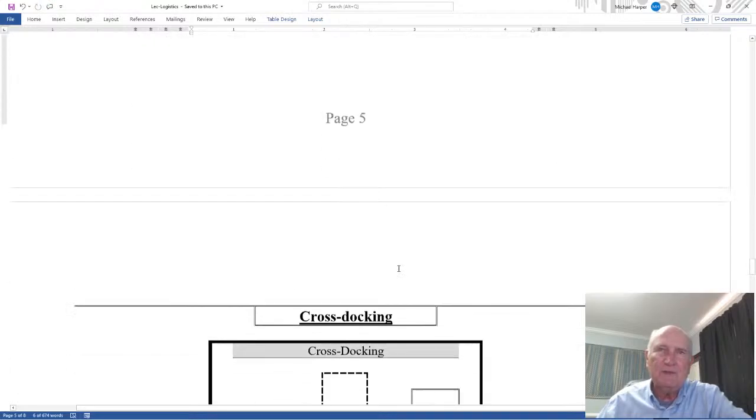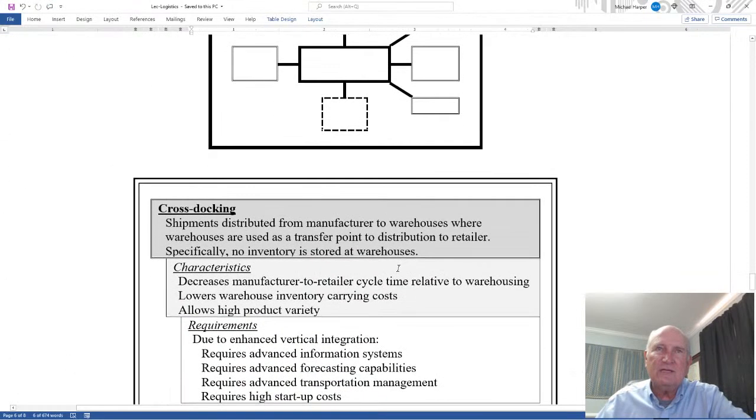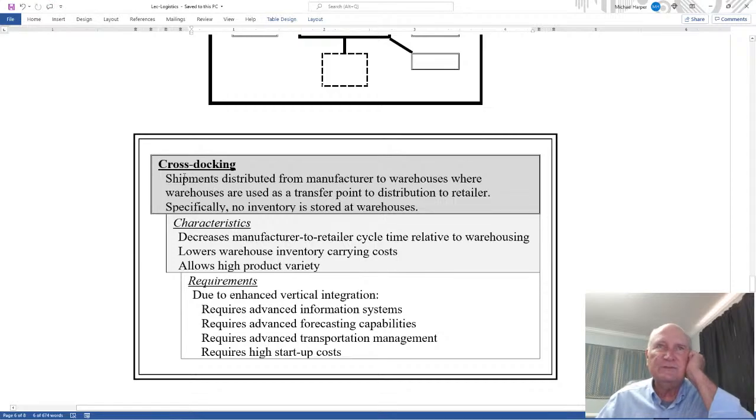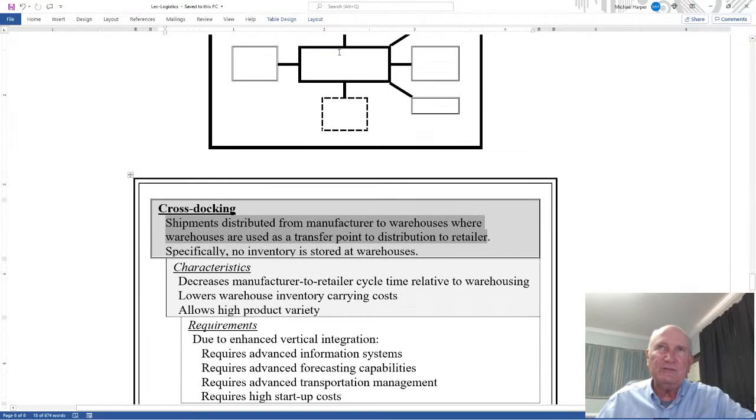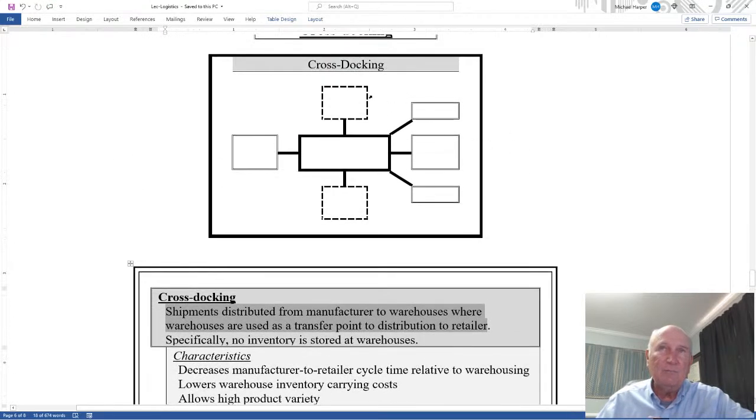Okay, let's go on. Crossdocking. In crossdocking, the shipments are distributed from manufacturer to warehouses, where the warehouses are used as transfer points for distribution to the retailer. So that is transfer. They do distribute to the retailer, but they don't really distribute from inventory. They distribute from the inventory upstream that's transferred to downstream deliveries. Specifically, no inventory is stored at the warehouses.